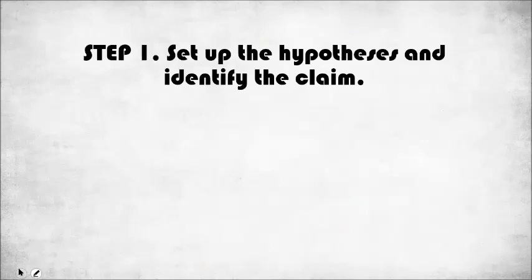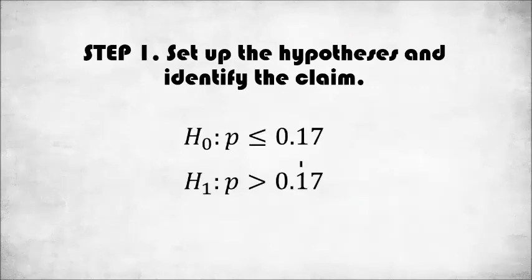Step number 1, set up the hypothesis and identify the claim. And so, na-explain ko na naman kanina yung ating hypothesis. P is less than or equal to 0.17. Whatever the value of the population proportion, yun din ang magiging value ng ating K. Alternative hypothesis, P is greater than 0.17. So, pareho lang ang value ng K natin. Pareho lang tayo ng itetest.